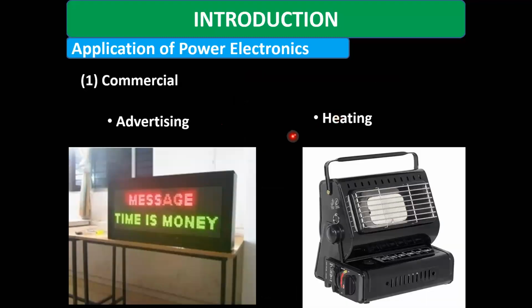So what are the applications of power electronics switches? The applications of power electronics switches or devices are in commercial applications like advertising and heating. In advertisement, we have to control the intensity of the LEDs, so we have to supply power to the LEDs, and our supply is only a single phase AC supply. The requirement to display any letters or digits depends on the number of LEDs used, and those LEDs work on DC voltage, but the supply is AC.